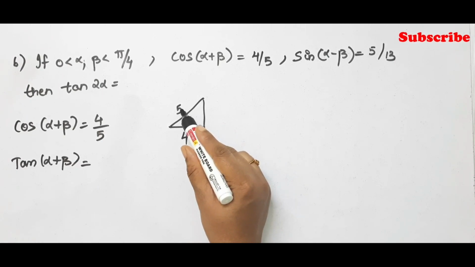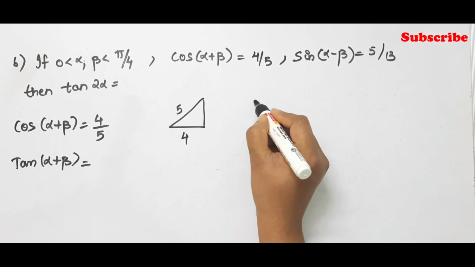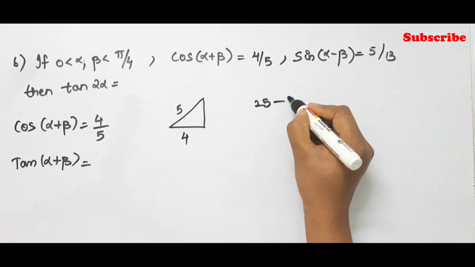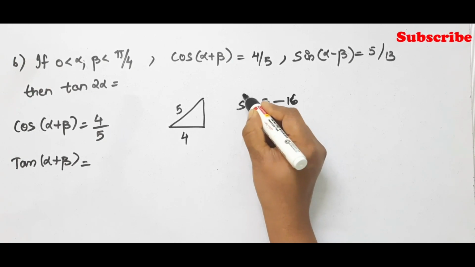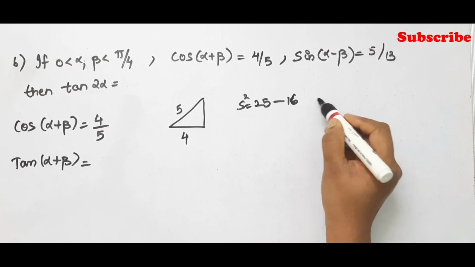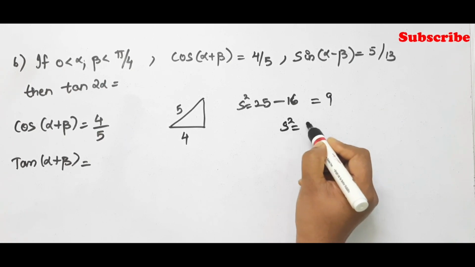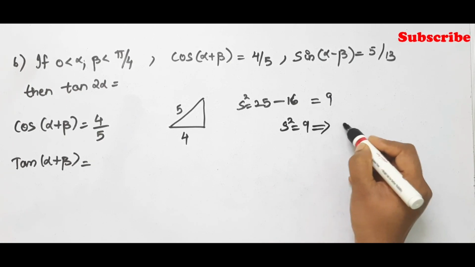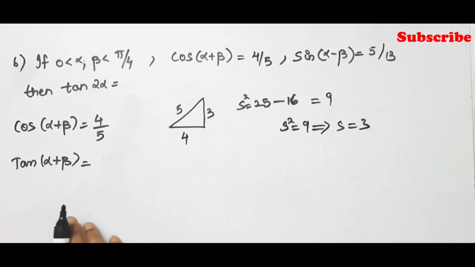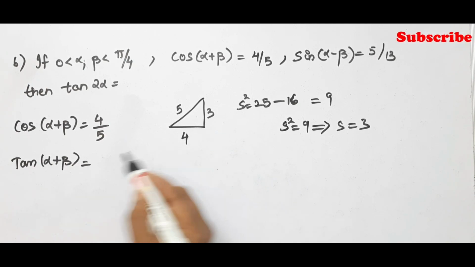This side means we have to take the square of the hypotenuse minus the square of this. So 5 square is 25 minus 16. Side square is equal to hypotenuse square minus side square, that is 9. So we got s square is equal to 9, so s is equal to 3. So here the value is 3. Now using this triangle, we can easily write tan of alpha plus beta.